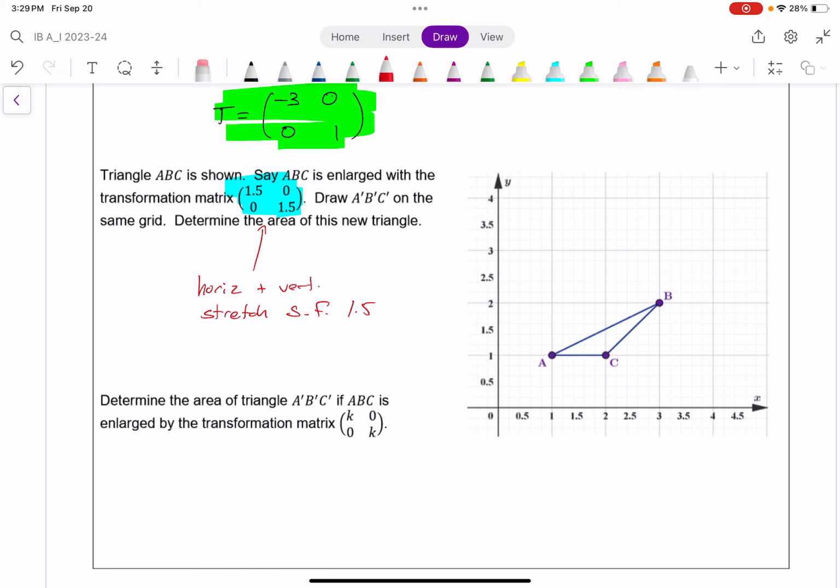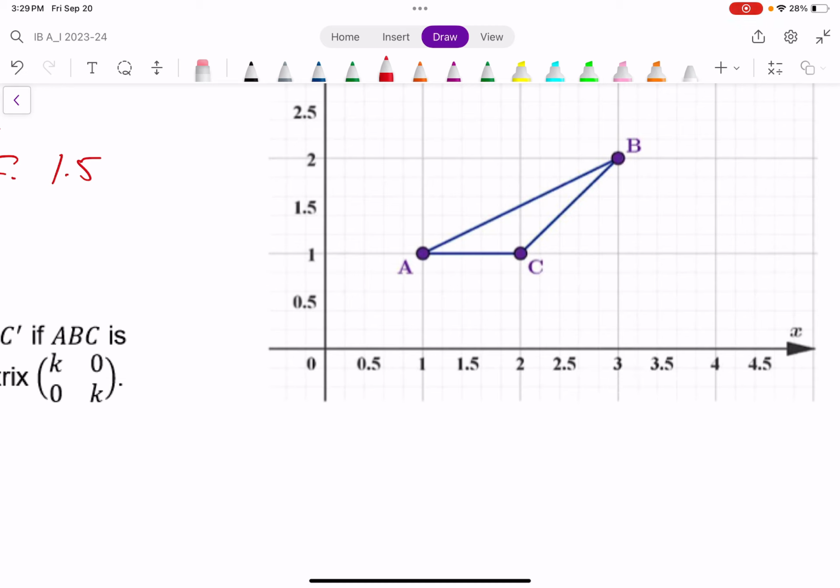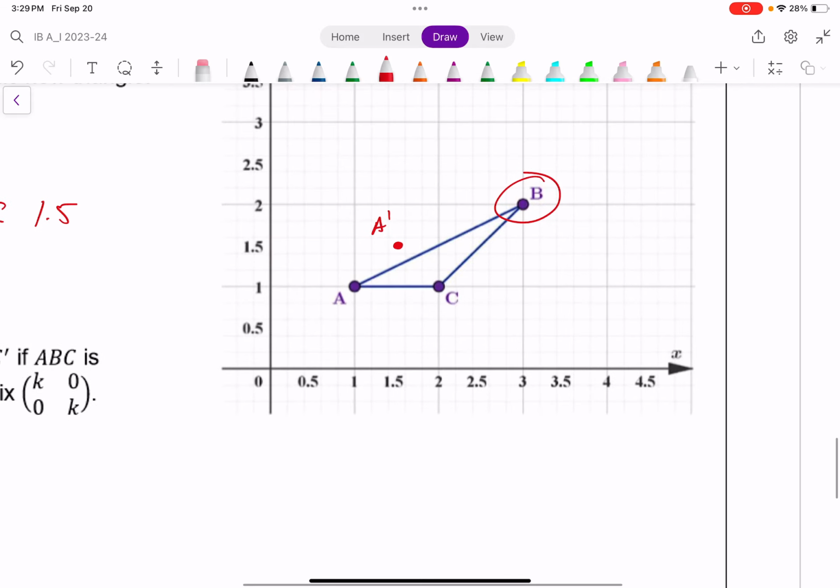And so that means all my x values and my y values I multiply by 1.5. And so if I look at A, it was at 1, 1, and now it's at 1.5, 1.5. So right there's A prime. B was at 3, 2, so now it's going to be at 4.5, 3. Again, multiply both the x and the y by 1.5. And finally, C was at 2, 1, so now it's at 3, 1.5.